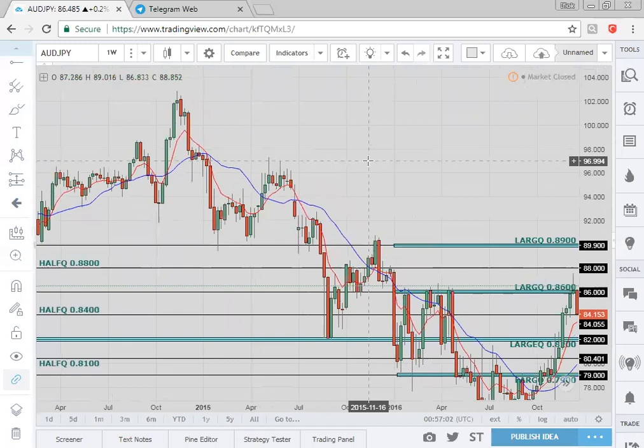What time frame do we check our trend? We check our trend on the weekly and on the daily time frame. That is the time frame that we determine our trend. Right here, this is the weekly time frame. And let's look at this.